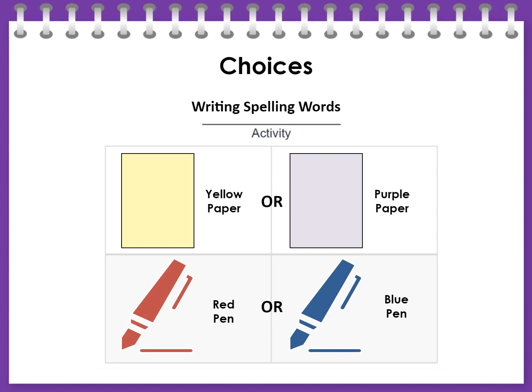Offering choices is a powerful strategy for increasing students' engagement and ability to complete non-preferred tasks. When adults find ways to share control, cooperation increases and power struggles are avoided. Providing choices will help the individual feel they are part of the decision, even though they are still working on the same content. The examples on the slide offer the student different choices of materials to use.